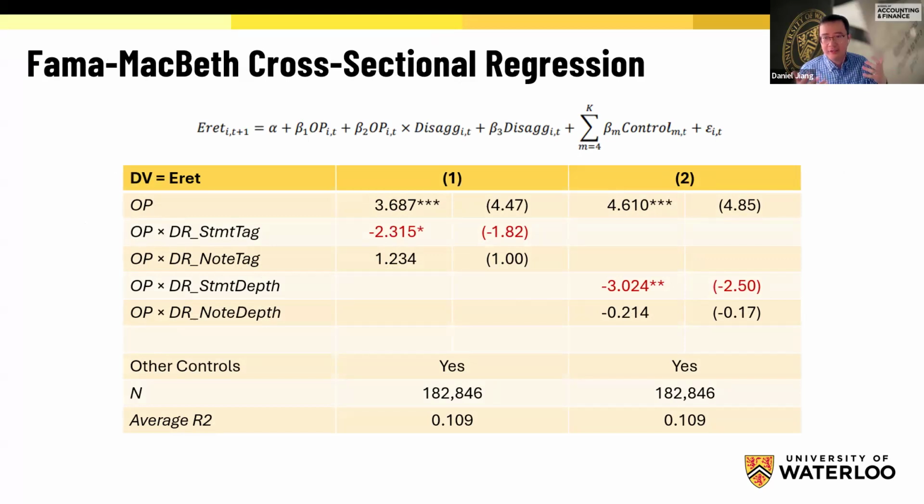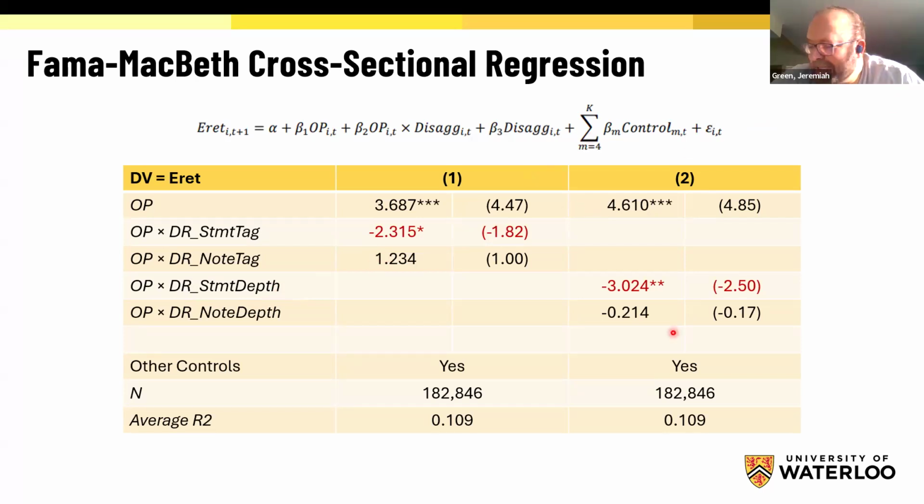In the regression, if information disaggregation attenuates the OP anomaly, then we would expect to observe a negative coefficient on the interaction term between operating profitability and the decile ranking of the information disaggregation. As we show in the slides, we only observe the negative coefficient when we measure the information disaggregation using the tags on the face of the income statement. This one is the number of tags on the face of the income statement, and this one refers to the average level of depth among those tags.